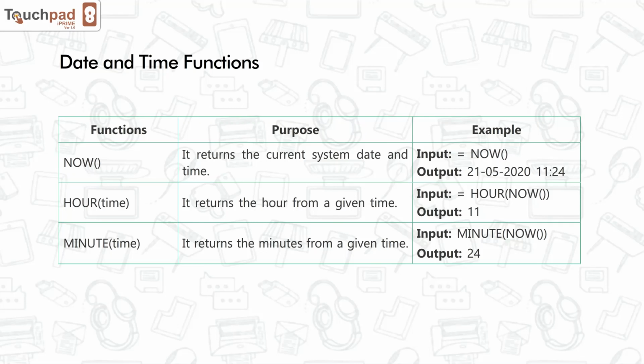It returns the hour from a given time. Input: =HOUR(NOW()). Output: 11. MINUTE(time). It returns the minutes from a given time. Input: =MINUTE(NOW()). Output: 24.